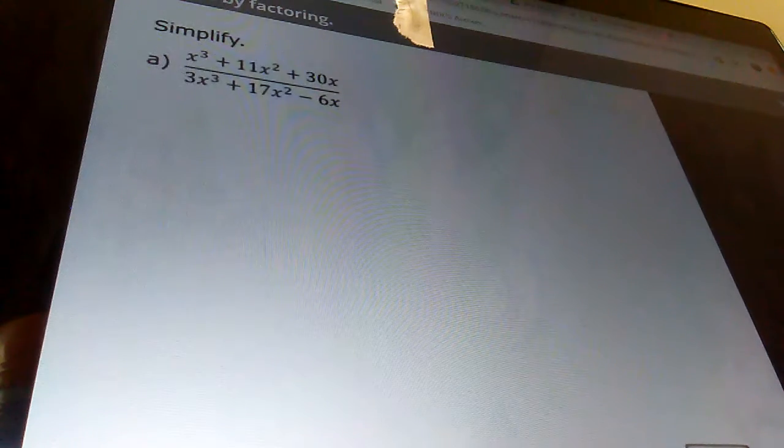We have x to the third power plus 11x squared plus 30x over 3x to the third power plus 17x squared minus 6x. Notice that both are trinomials. So remember, in order to reduce these rational expressions, we need to have products. This means we need to rewrite each of these as factors.